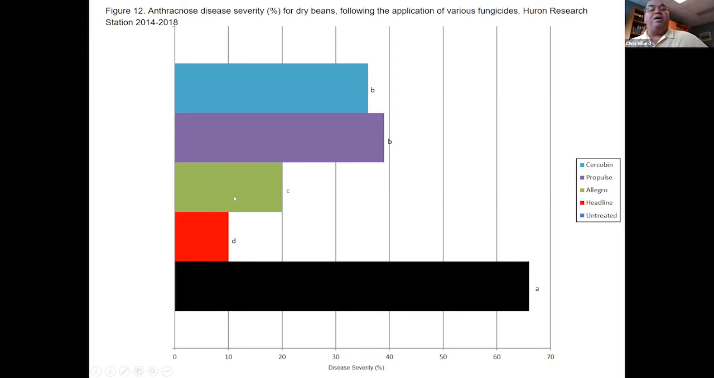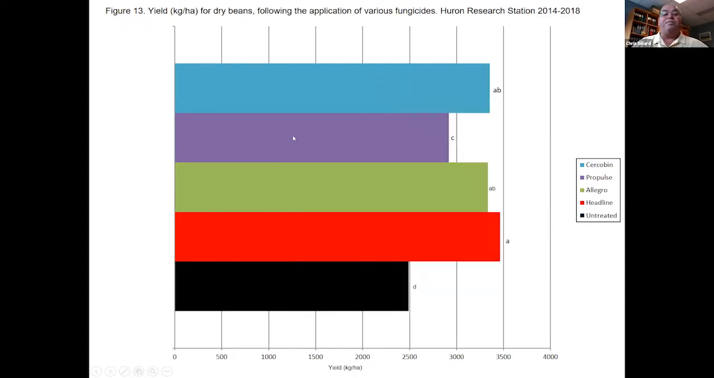Well, Allegro did good activity for disease severity, not as good as Headline, but better than the other two, Propulse and Cercoben being a little bit weaker. Currently, Propulse is the only one with Anthracnose on its label, and it's listed as control. I think that's optimistic, and perhaps should be more suppression than control.